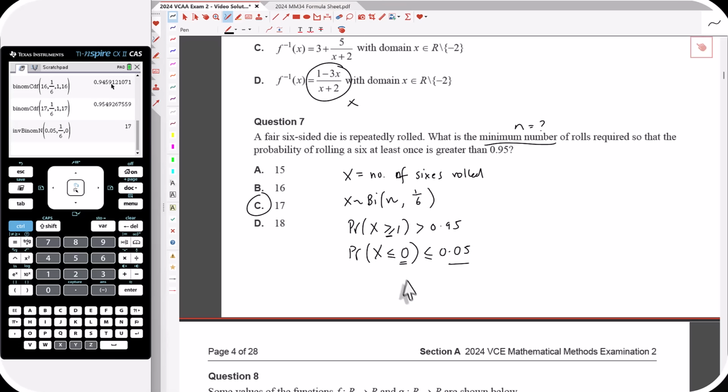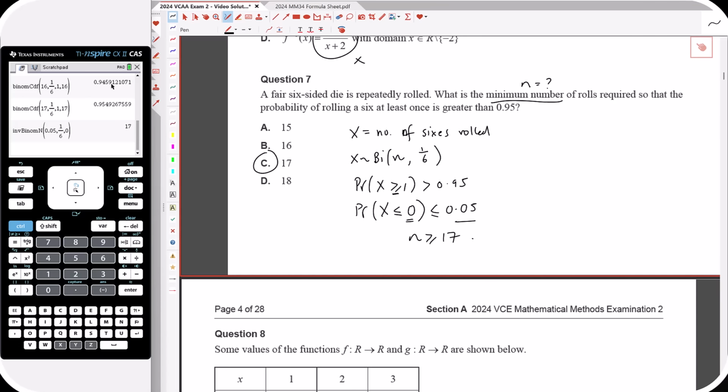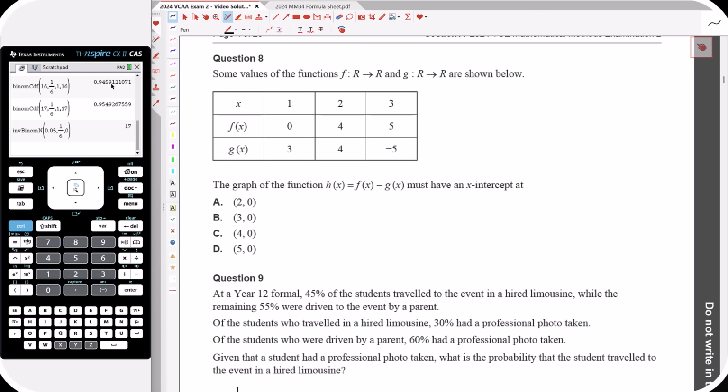And we see that that gives us n has to be greater than or equal to 17. But as I said, getting the structure of the information correct in order to be able to use inverse binomial n is sometimes a bit more complicated than just using a trial and error method, particularly when we've got a multiple choice, so we've only got 4 options to test. Okay, question 8.